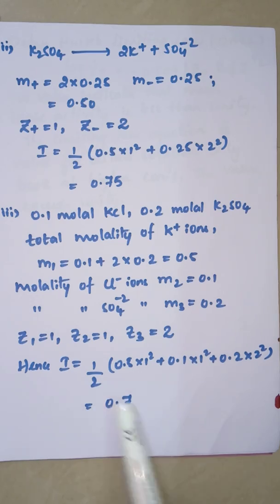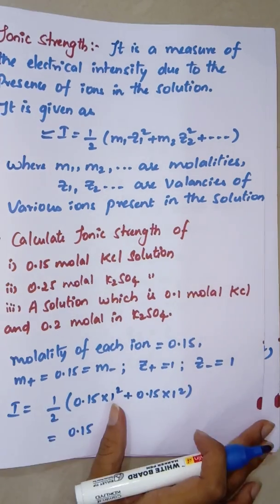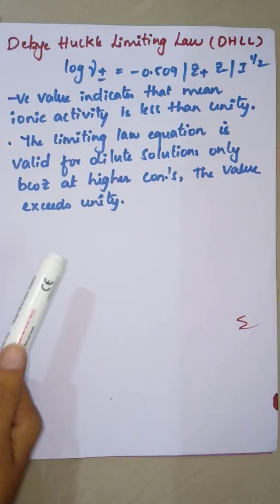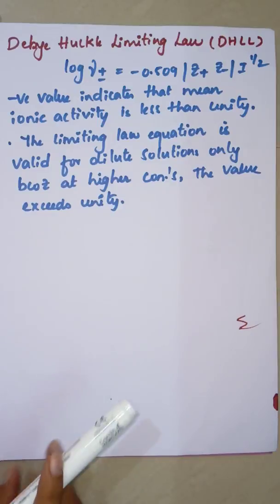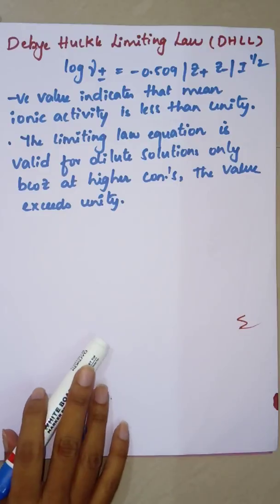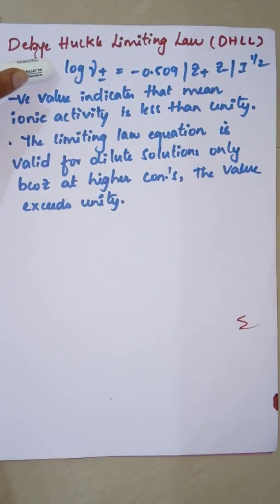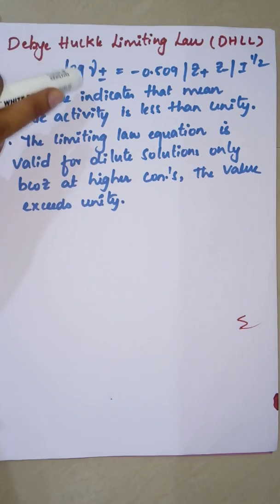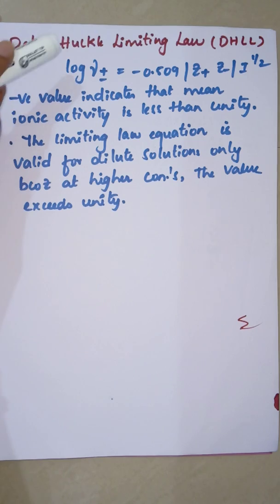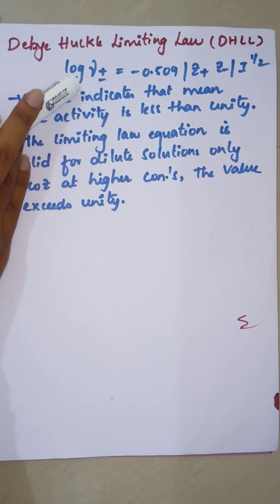Closer to this kind of formula, Debye-Huckel has given a formula for ionic strength. A very big derivation is there for this particular thing. If you need it, tell me, I'll make a video, or I can even mail it if someone needs the derivation. But frankly speaking, if you know this formula, it is more than sufficient for your CSIR purposes. For other purposes, you can go through the derivation, but from an exam point of view, this is sufficient. And this is very, very, very important.